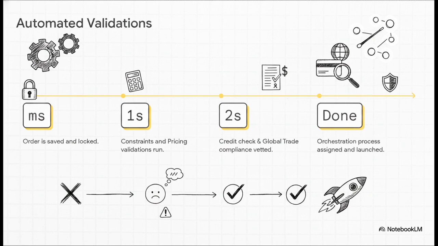Then, within seconds, the system runs constraint and pricing validations, instantly recalculating to make sure nothing slipped through. Next, still within seconds, a credit check is run against the customer's financials, and the whole thing is vetted for global trade compliance. It's a rigorous, sequential gauntlet. If any single step fails, the order is immediately rolled back to draft status, and the user is alerted. But if it survives all this without error, it is officially complete. The orchestration process, the automated workflow for fulfillment, is assigned and launched.